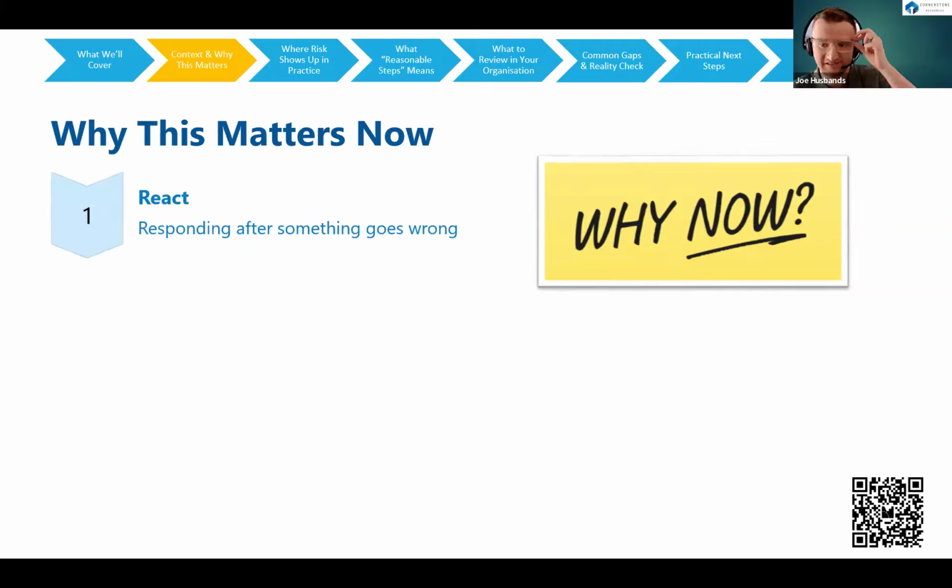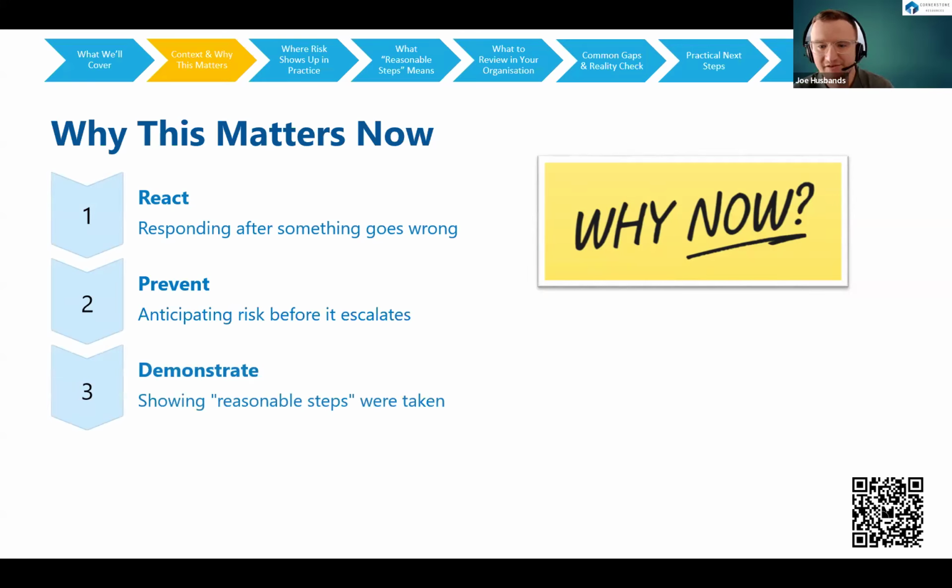Historically, many organizations have approached these situations in a fairly reactive way. So, in other words, something happens, someone raises it, and then the organization responds. But the expectation has now moved away from simply reacting when something goes wrong and now thinking ahead about where risk could arise and what practical steps can be taken to reduce it. And then third, demonstrate as well. So this requires you to be able to show that reasonable steps were taken. This isn't just about intention now, it's about being able to show what you've done in practice.